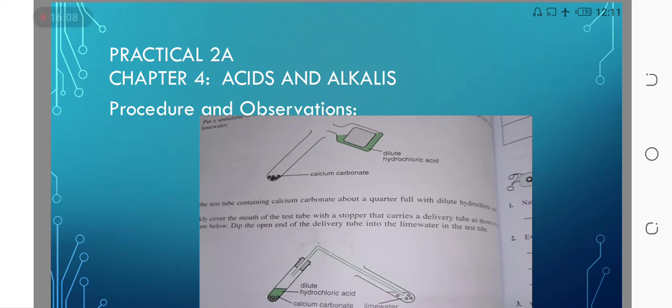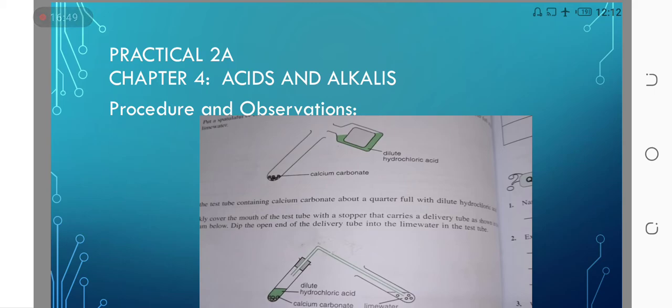Now we have to observe what will happen when the dilute hydrochloric acid is added to calcium carbonate. We will observe that a gas is produced which forms a white precipitate when bubbled into the lime water. So you will carefully observe that the gas produced forms a white precipitate when bubbled into the lime water. And we also have to observe what will happen to the lime water.